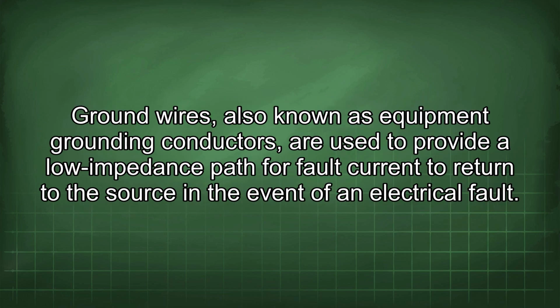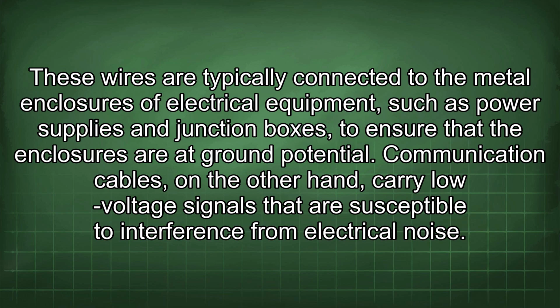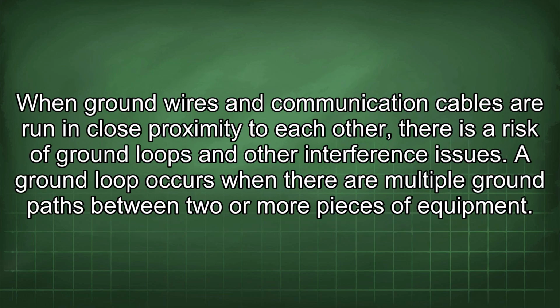Ground wires, also known as equipment grounding conductors, are used to provide a low impedance path for fault current to return to the source in the event of an electrical fault. These wires are typically connected to the metal enclosures of electrical equipment, such as power supplies and junction boxes, to ensure that the enclosures are at ground potential. Communication cables, on the other hand, carry low voltage signals that are susceptible to interference from electrical noise. When ground wires and communication cables are run in close proximity to each other, there is a risk of ground loops and other interference issues.